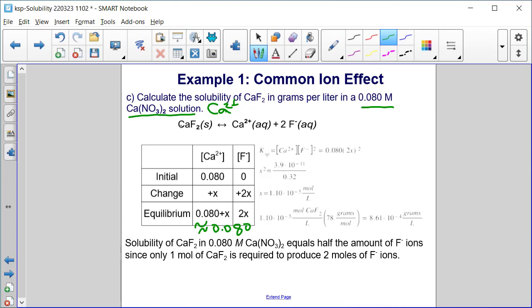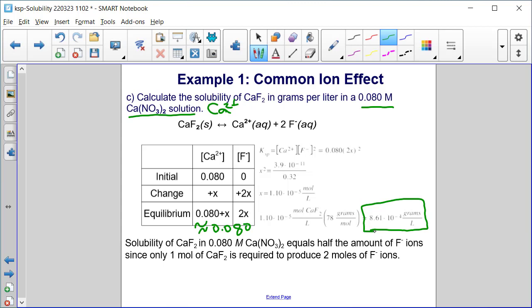And we can see that there's a 1-to-1 mole ratio between the number of calcium fluoride units and calcium ions. So for every 1 calcium fluoride unit that dissociates, we get 1 calcium ion and 2 fluoride ions. So this X will be how much of the calcium fluoride dissociated. So it's the concentration of the calcium fluoride in moles per liter. So if we multiply that by its molar mass, 78 grams per mole, we get 8.61 times 10 to the minus 4 grams per liter.